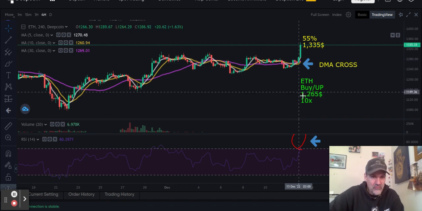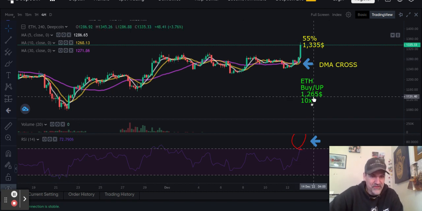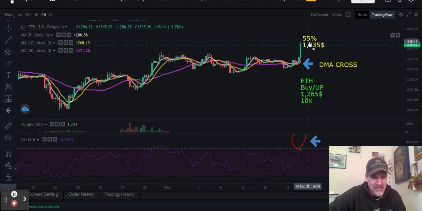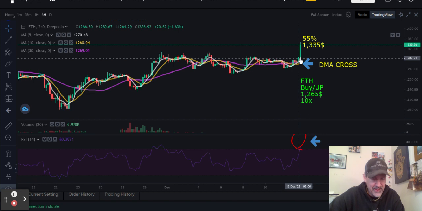Okay, and so at 10x from 1265, that's a 55% P&L rate of return in 8 hours. 8 hours, mates. If you got into that trade at that point, 8 hours. Okay, this is why you need to pay attention to overnight trading in Asia. When everyone's asleep in America, there are people trading on the other side of the globe. That's why I need to pay attention to that.